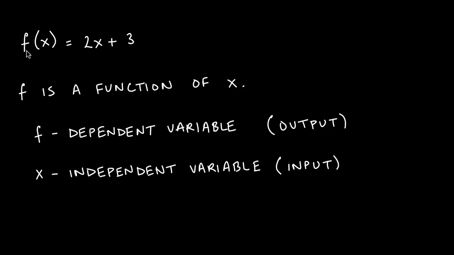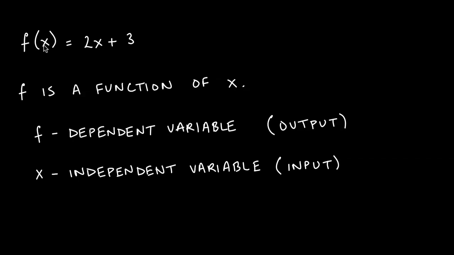So notationally, if we say f of x equals 2x plus 3, that means f is a function of x. So f is the dependent variable, that's the output, and x is the independent variable, that's the input. So the way you read this is, x is the input, so x can assume any value you want it to. It could be a number, it could be a variable, it could be an expression, it could be another function. You can plug functions inside of other functions.